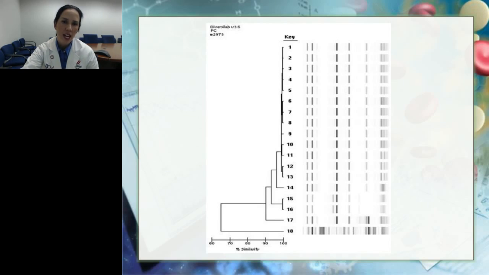And you can tell by down below here, I'm not sure how well this projects, but this is the percent similarity. And so essentially, all of those 13 through 1 hover right around here, at almost 98% similarity. So that really does indicate that we're looking at the same bug.